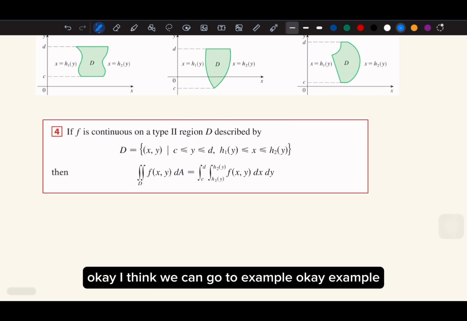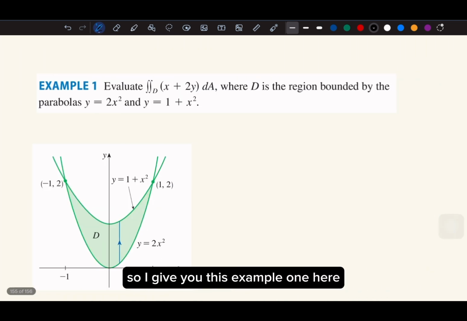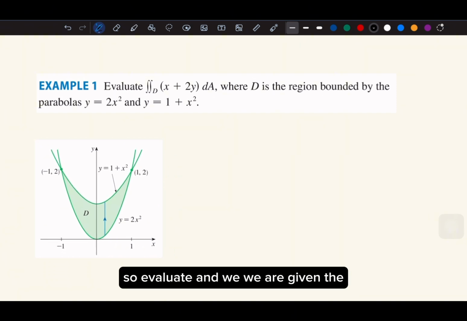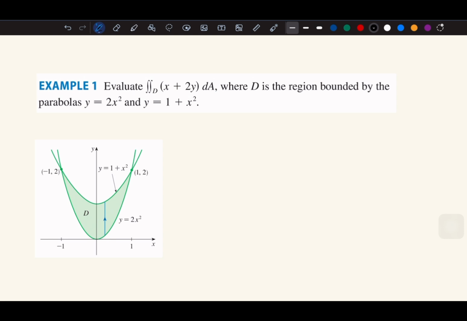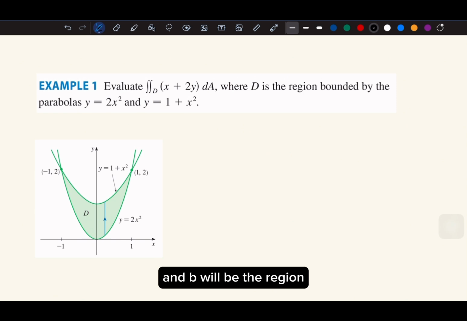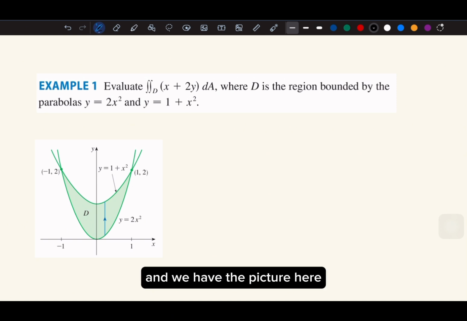Okay, I think we can go to the example. Example 1 here, with the picture already given. Evaluate the double integral of the function, the surface. So this is the surface, and D will be the region on the area. The region is between two parabolas, and we have the picture here.